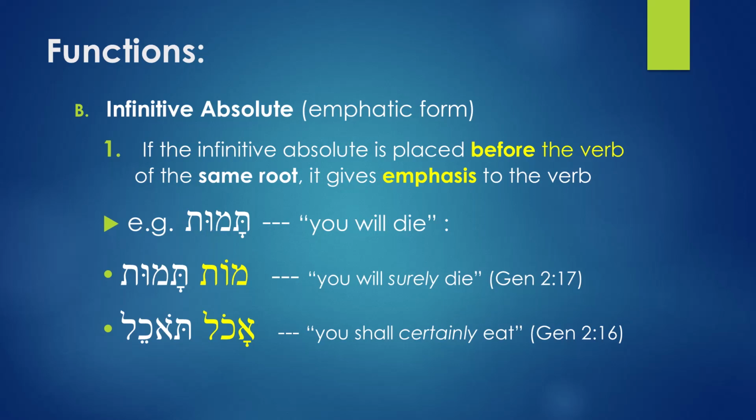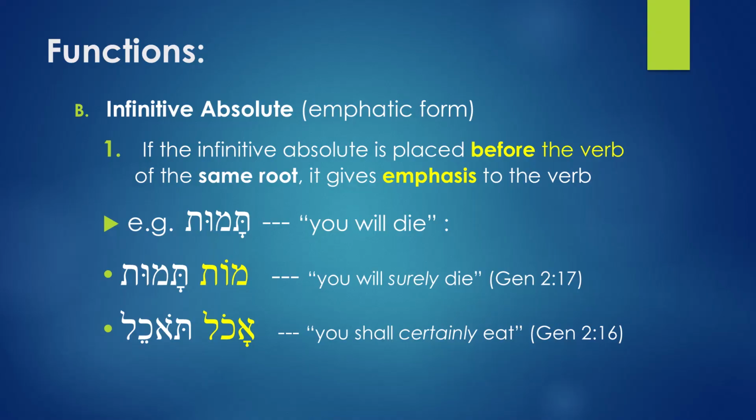And so you're supposed to translate them as, to eat, you eat. But because it's placed before the verb, it's emphasizing the imperfect verb. And so you're going to translate it as, you will certainly eat, or you will surely eat. Emphasizing the imperfect verb. And so this is function number 1. When the infinitive absolute is placed before the verb of the same root, it gives emphasis to the verb.